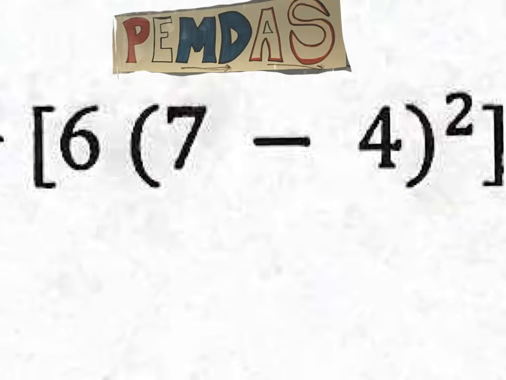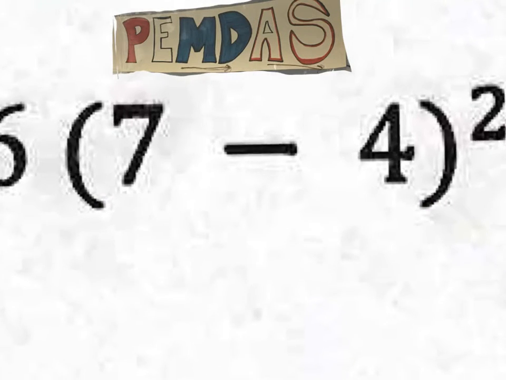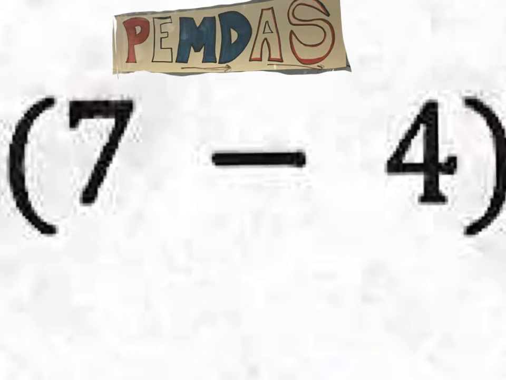So what does that mean? It means that you zoom in some more. So you're going to zoom in even further. Does that make sense? Yeah. Okay, so 7 take away 4 is 3.